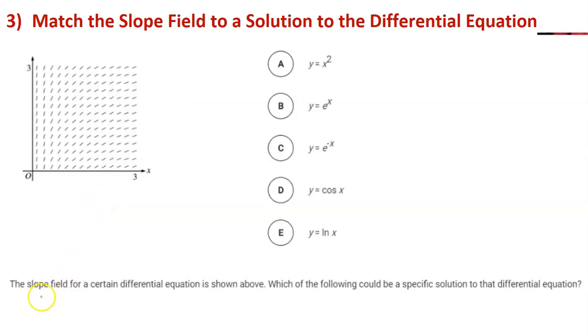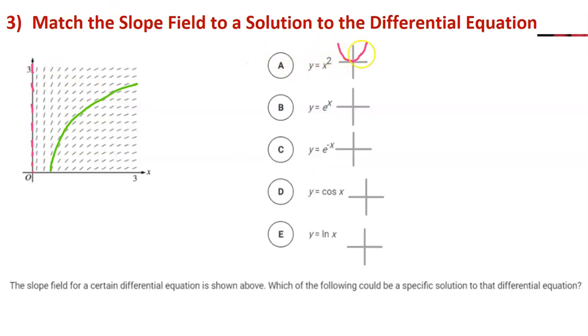Number 3. The slope field for a certain differential equation is shown above. Which of the following could be a specific solution to that differential equation? So looking at the slope field, the solutions are all doing something basically like this. And if you notice that close to the y-axis, the slopes are starting to become vertical.